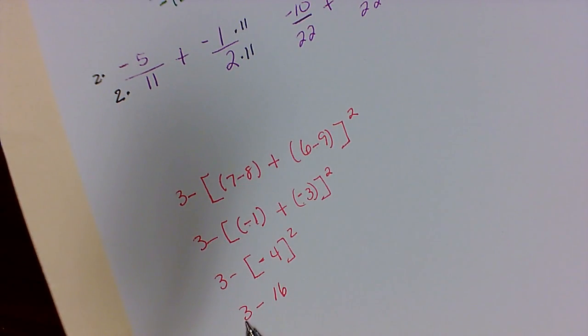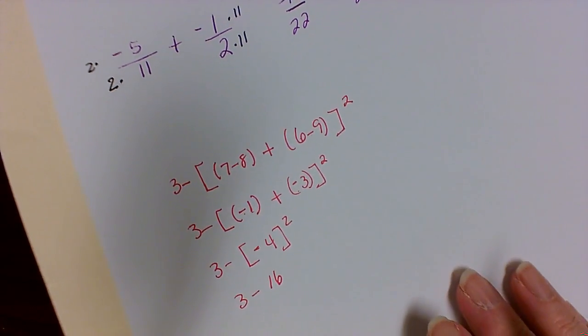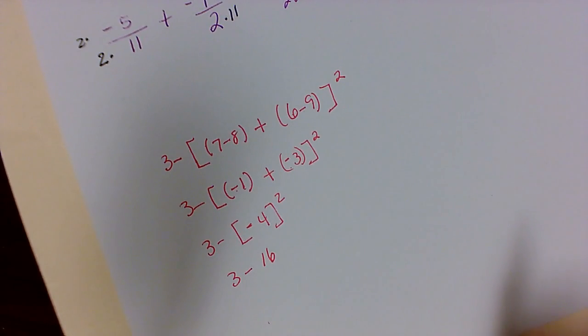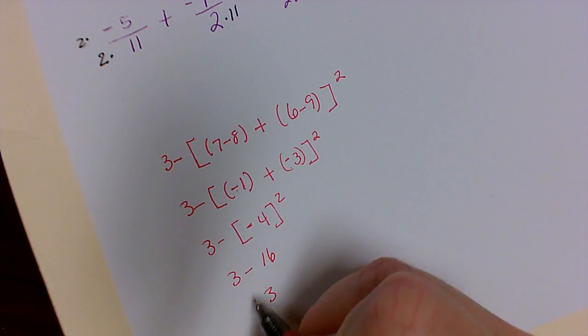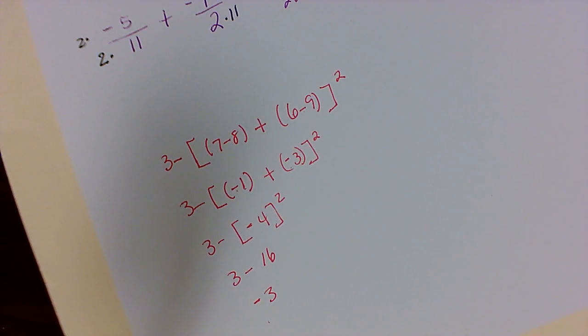So now I'm looking at 3 minus 16. They are opposite signs, so I'm going to subtract and keep the sign of the bigger. 16 minus 3 is 3. Keeping the sign of the bigger will be negative 3. And that will take care of the first 5 questions on your comp exam.